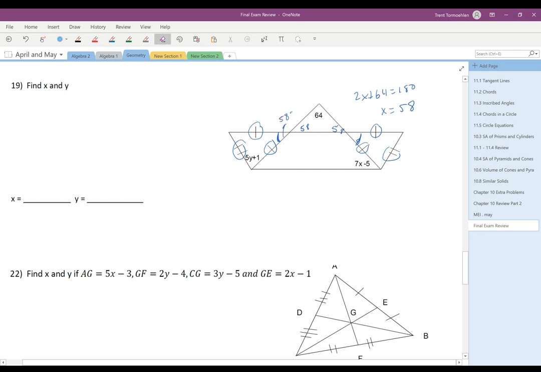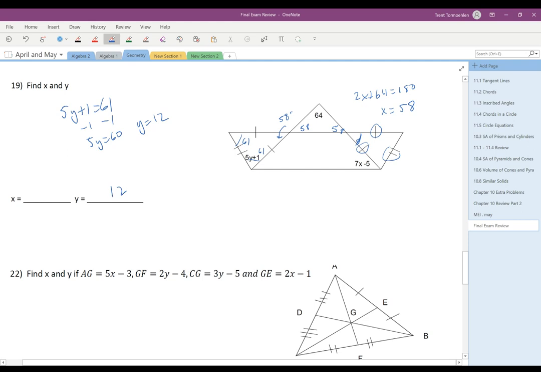And then because this is an equilateral triangle or an isosceles triangle, if that's 58, then I can find these two angles in the same way. I just do 180 minus 58, which is 122, divided by 2 is 61. So that means each of these angles are 61. So 5y plus 1 has to equal 61. Subtract 1, 5y equals 60. So y equals 12. So we can find y equal to 12, no problem.